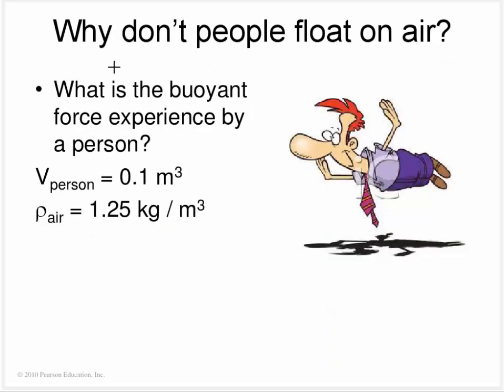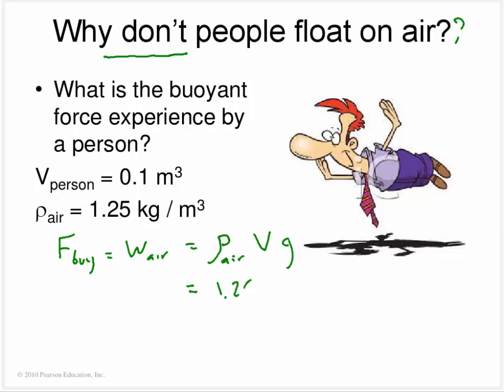So let's just do another quick little calculation. We've done one where we talk about people floating on water. How come they don't float when they're on air? So remember that this buoyant force is going to be equal to the weight, and in this case it's going to be of the air displaced. And you could use the same argument that we did in the previous lecture to say this is going to be the density of air multiplied by the volume of the person multiplied by gravity. And the density of air is going to be 1.25 kilograms per cubic meter. Typical volume of a person is going to be 0.1, and gravity is going to be 10, and so this is going to be 1.25 newtons.